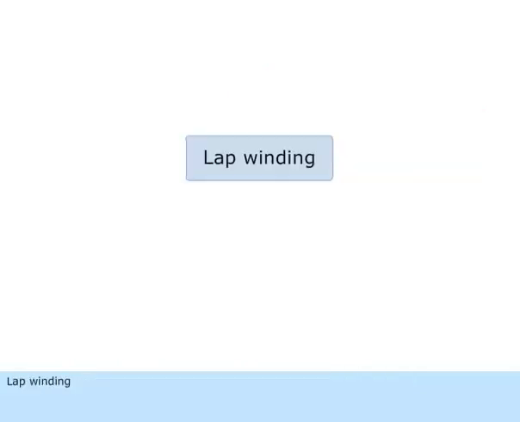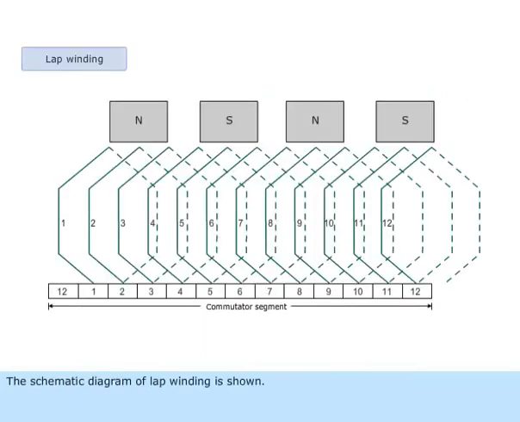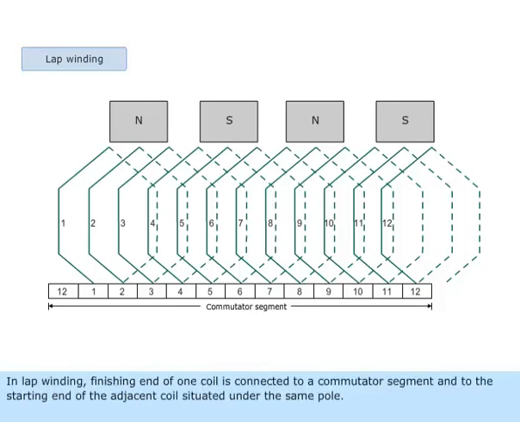Lap winding. The schematic diagram of lap winding is shown. In lap winding, finishing end of one coil is connected to a commutator segment and to the starting end of the adjacent coil situated under the same pole.